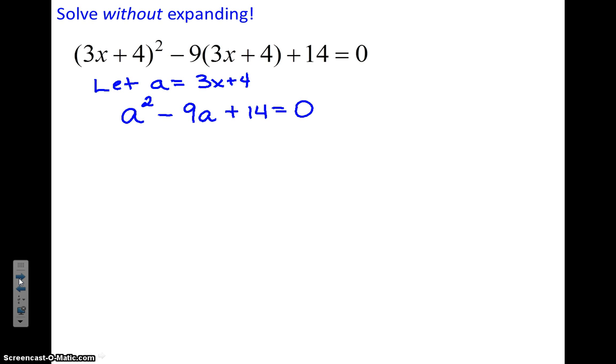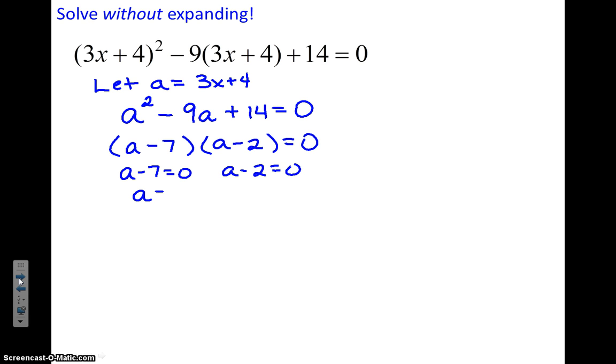Well, now I've got a quadratic that I can factor. And so if I factor it, I get A minus 7 and A minus 2 as the two factors. And if I set those equal to 0, I get A equals 7 and A equals 2. But what I'm really interested in doing here is not solving for A. A was not part of my original problem. I'm wanting to know what values of x make this equal to 0. So now I need to resubstitute in 3x plus 4 for that A.